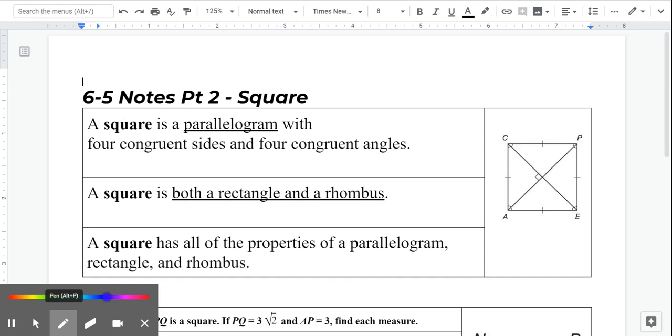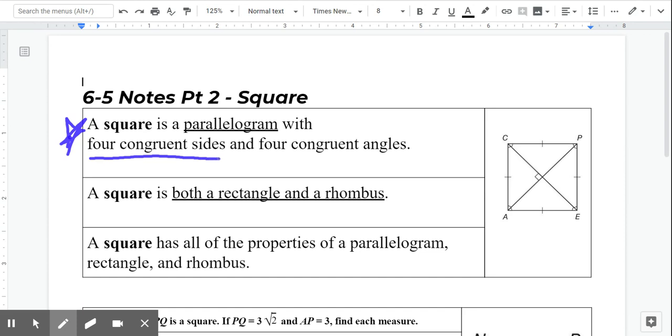Okay, here we are on 6.5 notes part 2, square. So a square is a parallelogram. It has all of the properties of a parallelogram, and also it has four congruent sides. That's a property of a rhombus. And four congruent angles. That's a property of a rectangle. So therefore, a square is both a rectangle and a rhombus.